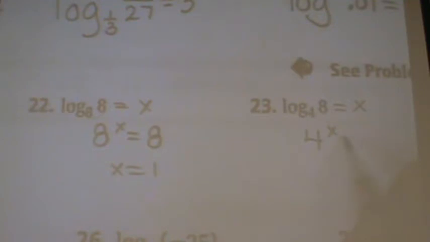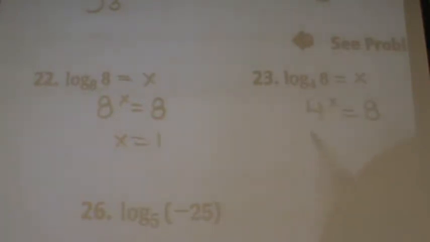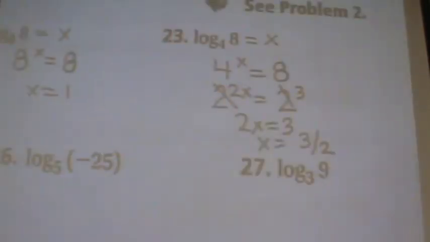4 to what power is 8? 1.5. Ooh. So what you could do to do this by hand, you're going to make these in both base 2. So this is going to be 2 squared x, and this is 2 to the third. Cross these out, you have 2x equals 3, and x is 3 halves. So that's the way to do it by hand.